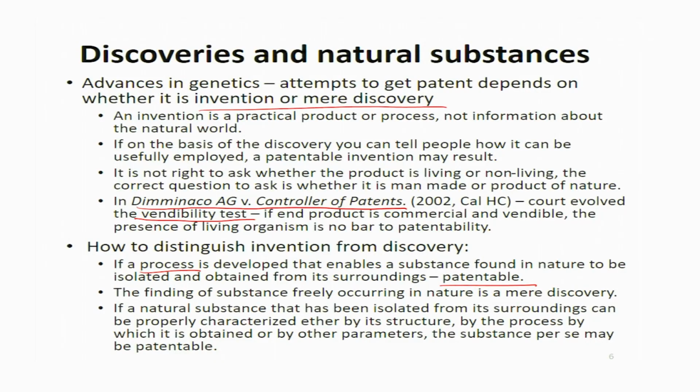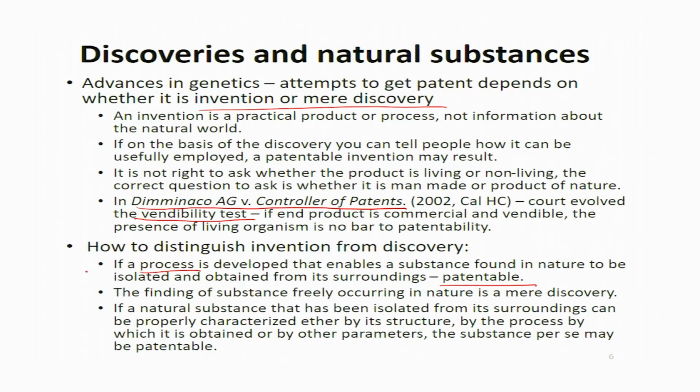There are two situations when something patentable comes into existence. One, you develop a process which enables that substance to be extracted from its natural habitat. That process is patentable. Second, the natural substance that has been isolated, if that is characterized by way of its structure, by the process by which it is obtained, or by other parameters, the substance per se may become patentable.